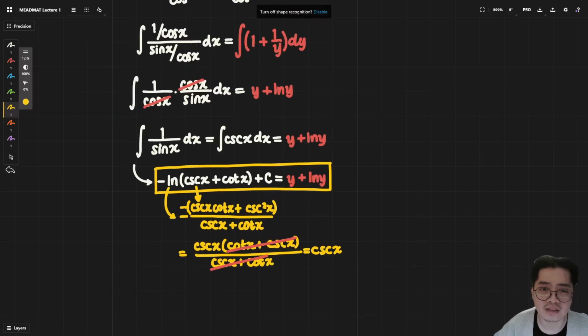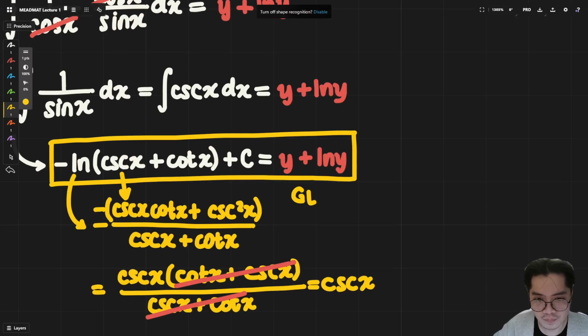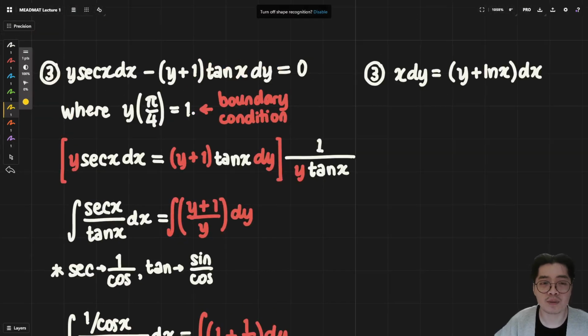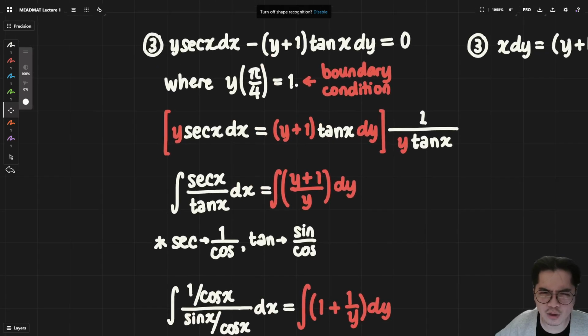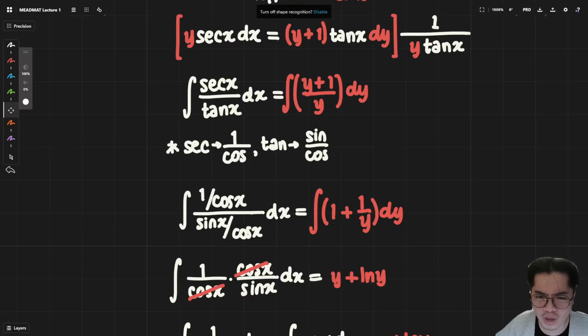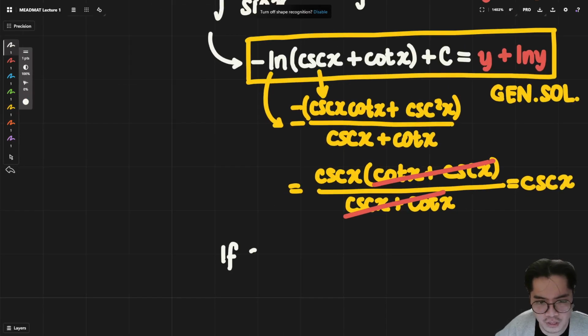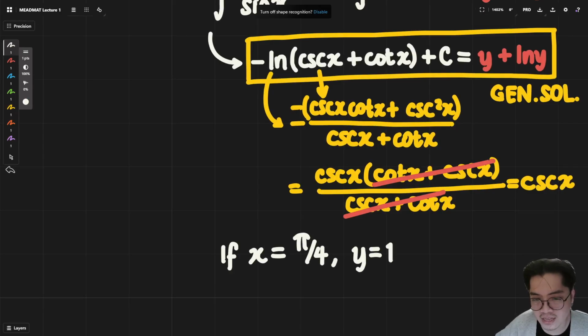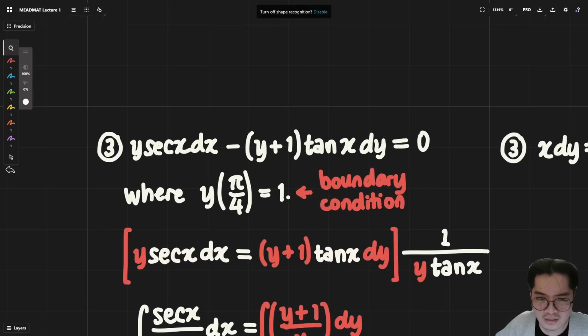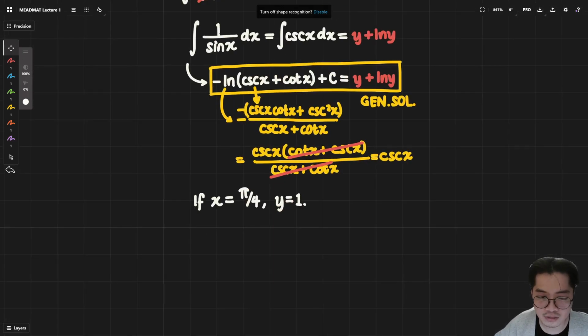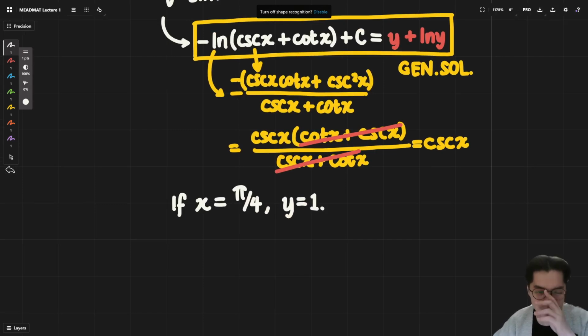I'm good with this. This is a general solution, right? What we want, because we are given the boundary condition, is to get the particular solution. In this case, what does y of pi over 4 is equal to 1 mean? Well, it basically means that if your x is equal to pi over 4, your y is equal to 1. Is that right? Yes, that is correct. So we just literally plug in everything we know.